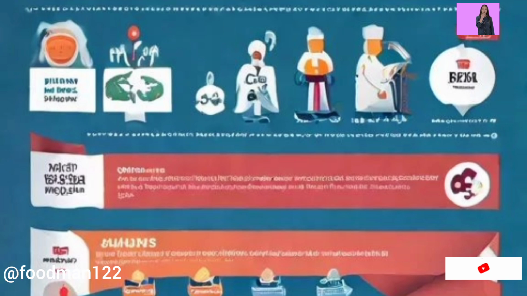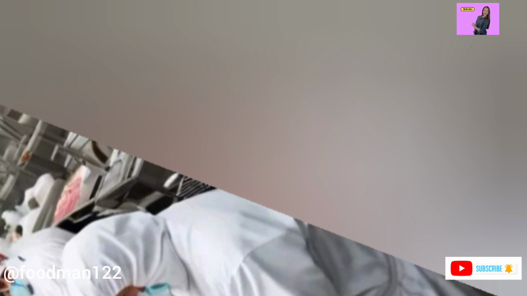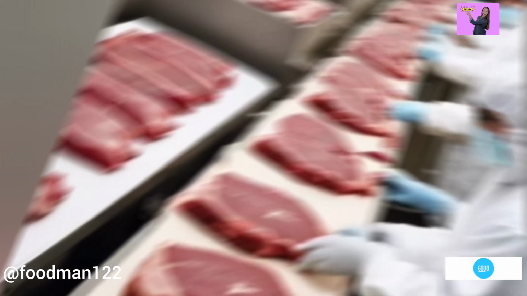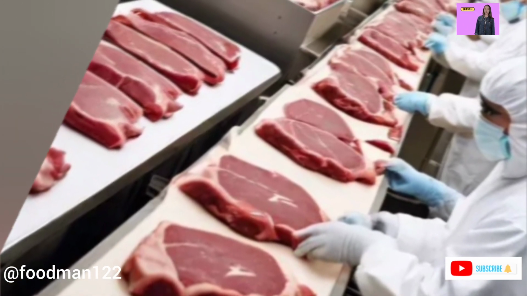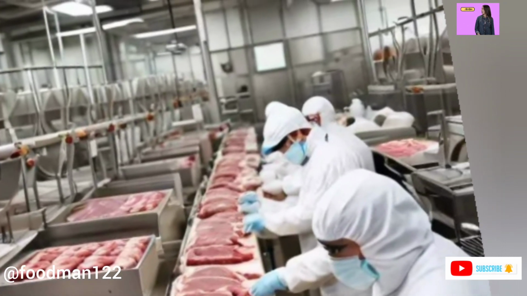Scene 5. Steps to implement a HACCP plan. Visual: step-by-step infographic of the HACCP process. Now that you understand the principles of HACCP, let's talk about how to implement a plan in your facility. Here's a step-by-step guide to help you start. Assemble a HACCP team. Bring together knowledgeable staff from different departments to analyze risks and help implement the plan. Describe the product and its intended use. Understand the characteristics of the product, such as ingredients, shelf life, and how consumers will handle it.